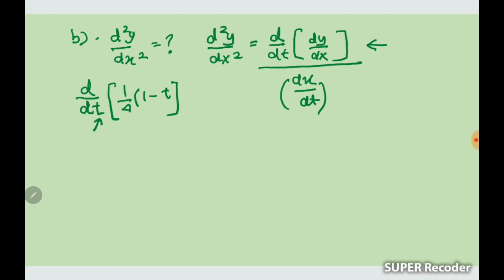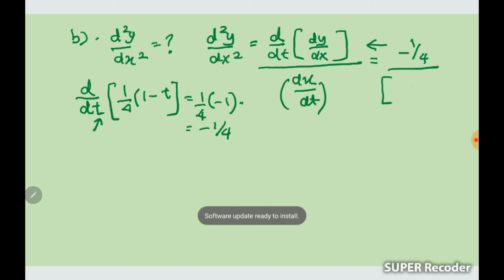The answer is 1 over 4. Then differentiate 1 minus t, the answer is negative 1. So the answer is negative 1 over 4. Then you have to substitute here: negative 1 over 4, you have to divide by dx dt. dx dt, from our previous result, that is 4 over 1 minus t cubed.